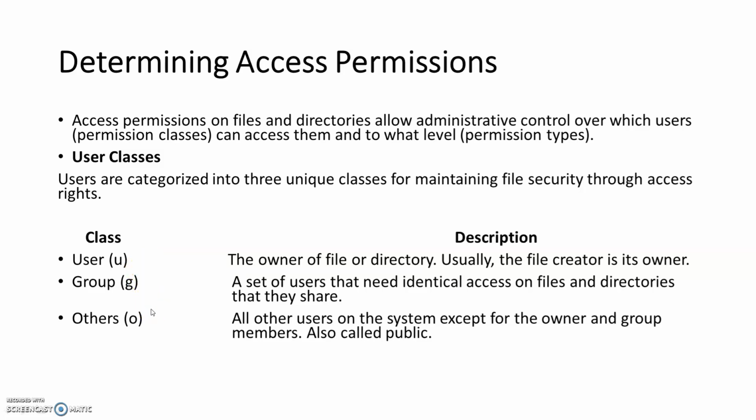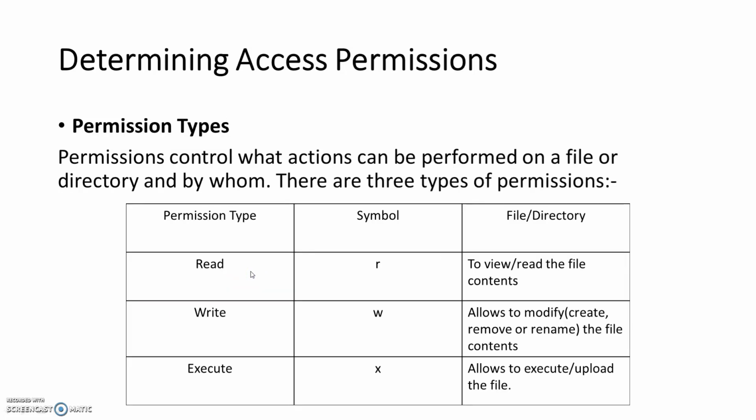In the context of these users, we have different types of permissions. What are these different types of permissions? The very first one is read, and the symbol for read is R. Read permission is basically when you view something or read the content of the file. The second type is write, and the W symbol denotes write permission. Write permission allows us to modify something, to add data, or to remove data inside the file.